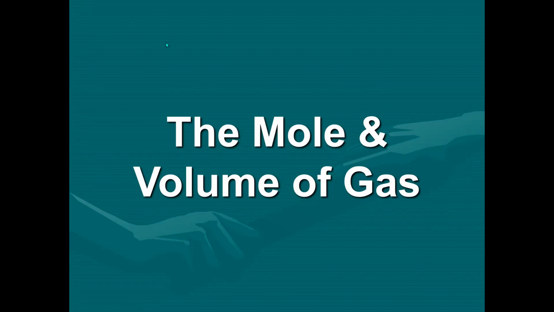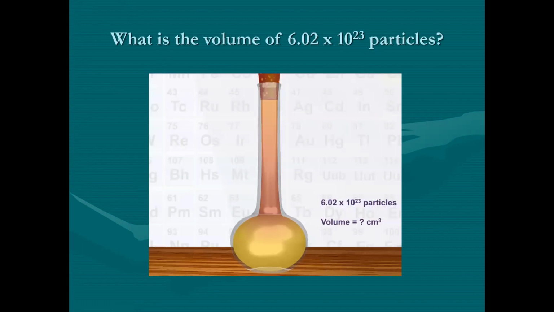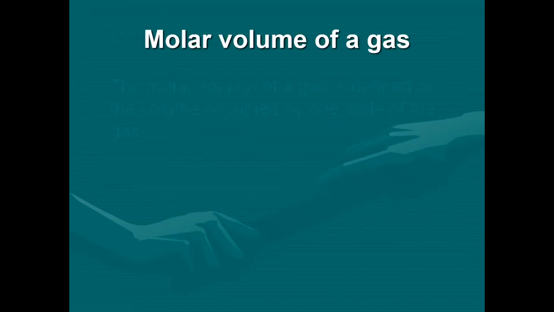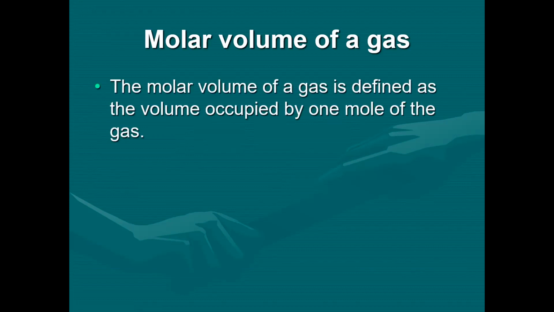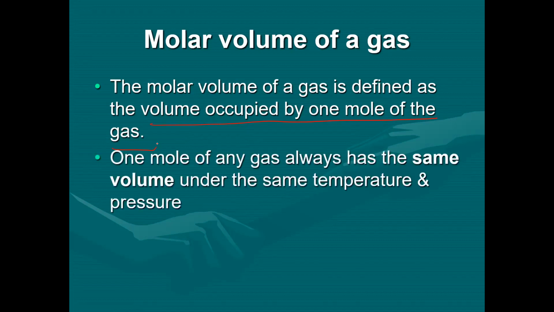Before I go to the third formula, what is the volume of 6.02 times 10 to the power of 23 particles? Okay, the molar volume of a gas is the volume occupied by 1 mole of gas. I can have 1 mole of carbon dioxide gas, 1 mole of oxygen gas. Remember, it's only for gas. 1 mole of hydrogen gas. They must always have the same volume if they're under the same temperature and pressure.